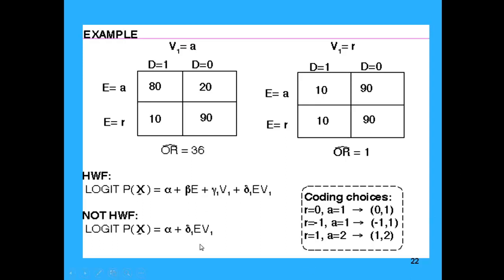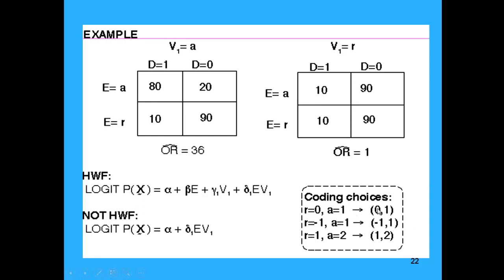Here's one model, and here's the other model. Now, I wrote down, this one is hierarchically well formulated, this is not. Why isn't this hierarchically well formulated? Because neither E nor V1 is in that model, right? But this is, okay?